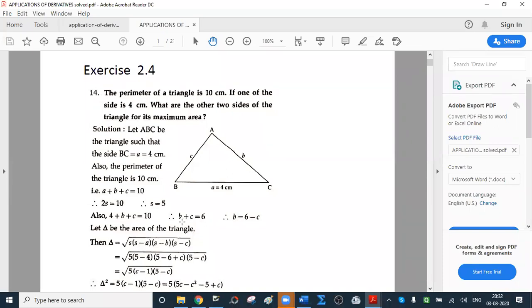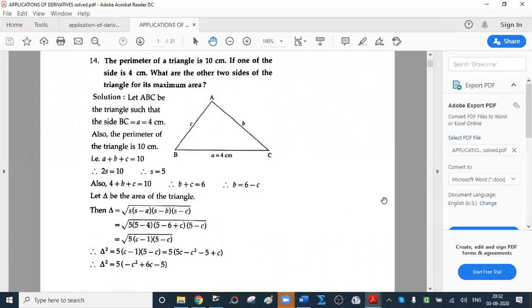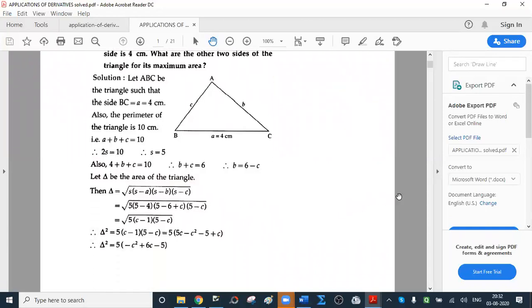But we want univariable data. So what is b from this? 6 minus c. Let delta be the area of triangle. So delta is nothing but root of s into s minus a into s minus b into s minus c. This formula is well known. Substitute the values. So that gives us delta as root of 5 into c minus 1 into 5 minus c. In many cases, instead of examining delta or function, we consider its square so that differentiation can be done easily. So what is delta square from this? It is 5 into c minus 1 into 5 minus c.